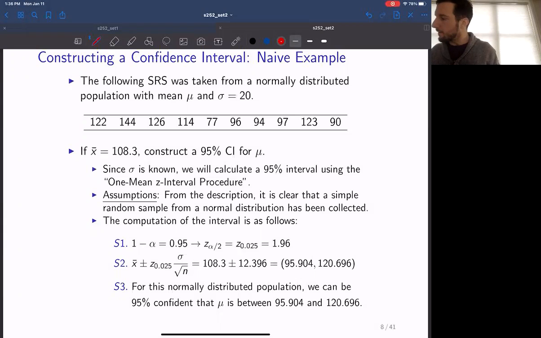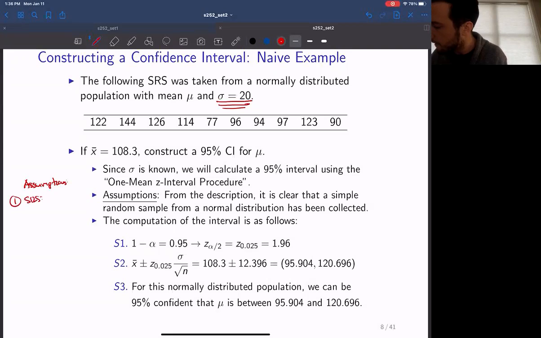Sigma is given to us in the question description, so we can use an interval based off of the Z-score. From the description of the problem, we are told that we collected a simple random sample. Okay, so if we were to just summarize the assumptions, we would have SRS, and this would be good. And then we would have normality, and that would also be good.